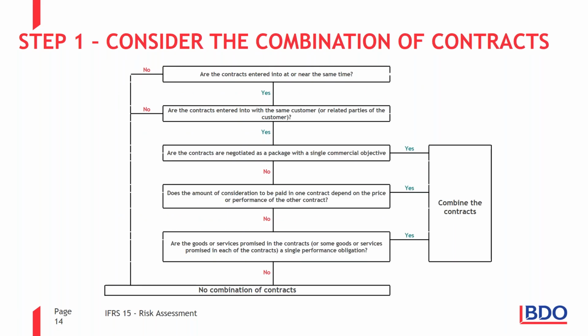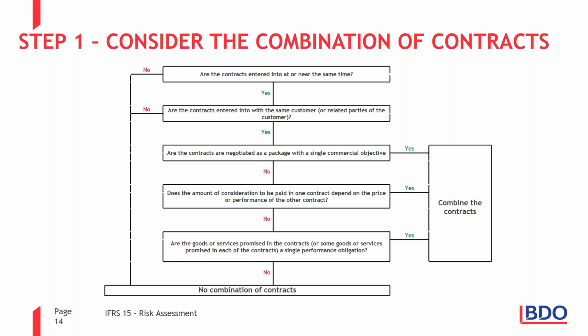You will remember I also gave you a decision tree around whether we should combine contracts. The first issue is: are we entering into contracts with a customer at the same time or near the same time? If we say yes, let's say within the same week, or the same day, or the same fortnight. We talked about what "same time" means, but let's say it's more or less at the same time. Are the contracts entered into with the same customer or related parties of that customer?